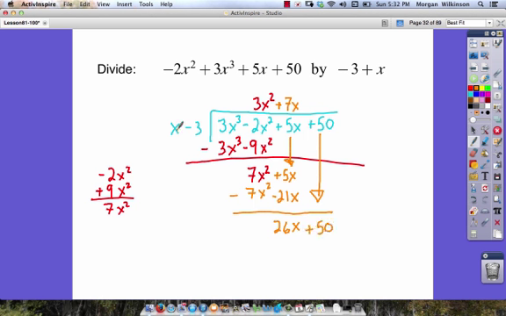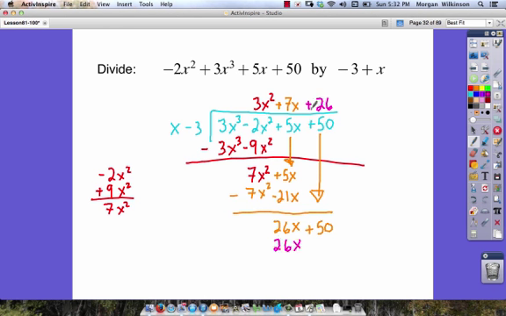Now we have to figure out x times what is going to give us 26x. And x times 26 is 26x. So let's put that up here. So plus 26, because x times 26 is 26x.